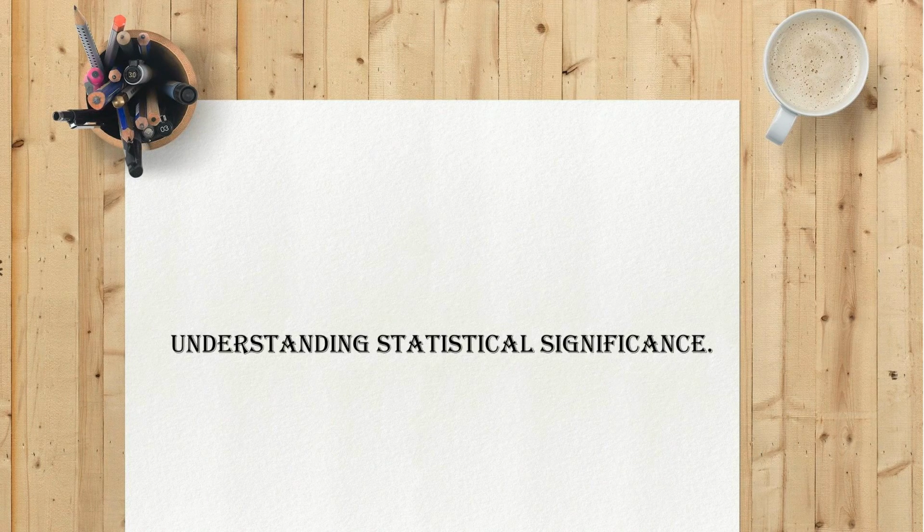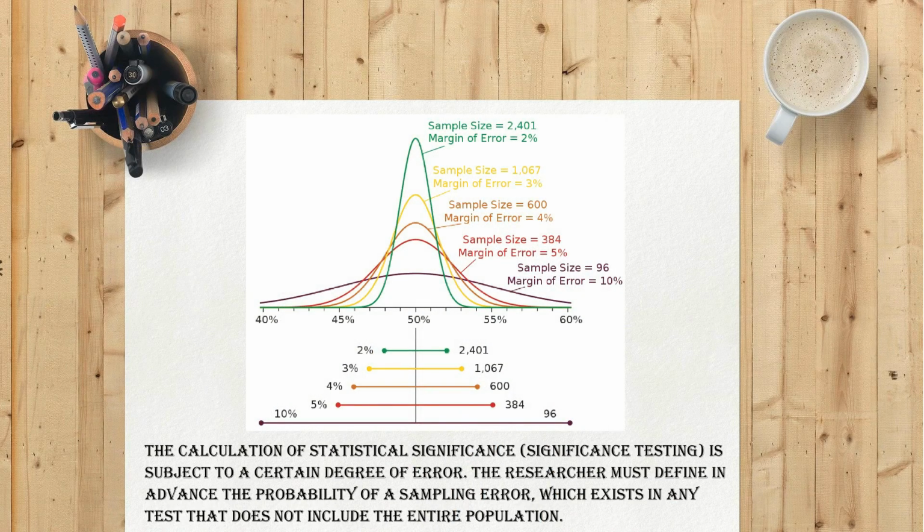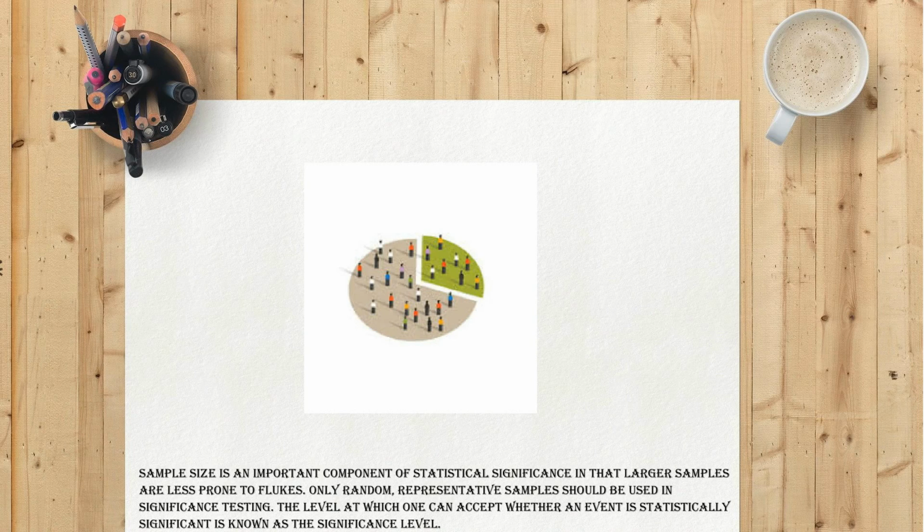Understanding statistical significance. The calculation of statistical significance testing is subject to a certain degree of error. The researcher must define in advance the probability of a sampling error, which exists in any test that does not include the entire population. Sample size is an important component of statistical significance, in that larger samples are less prone to flukes. Only random, representative samples should be used in significance testing.